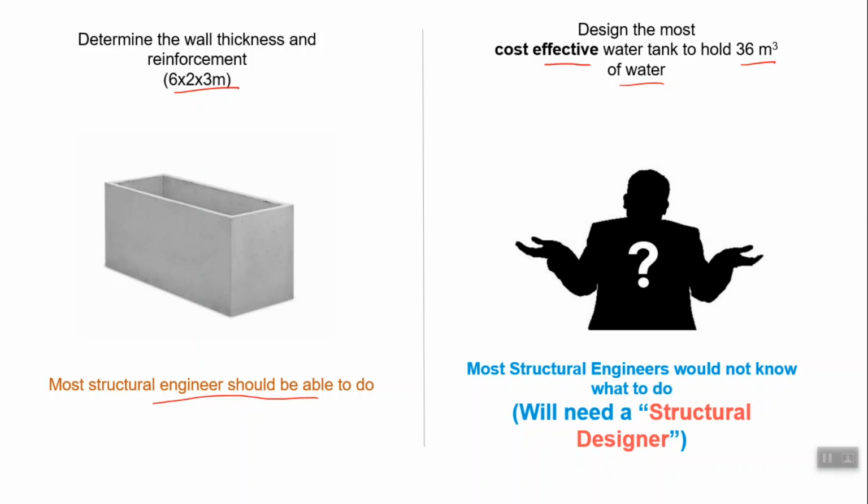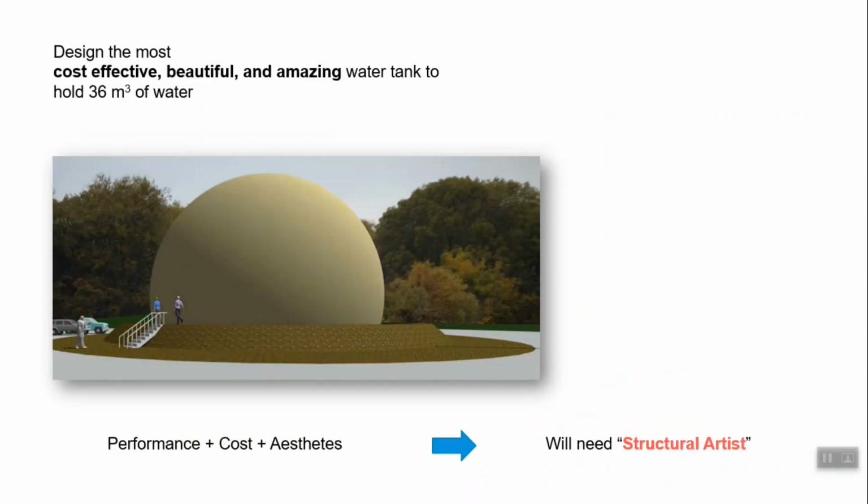They are dependent on architects for the initial conceptualization. So, in order to fulfill this requirement, you need what we call a structural designer. This is the difference between a structural designer and a conventional structural engineer: a designer can actually think big. What if I rephrase it again, and the question is now, design the most cost effective, beautiful and amazing water tank which can hold 36 meter cube of water.